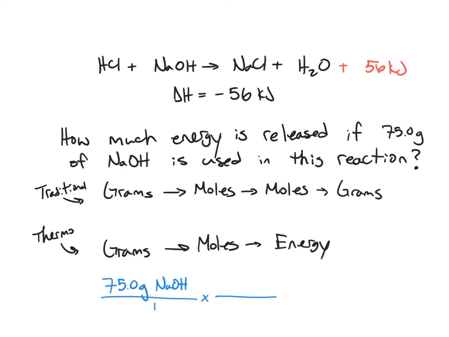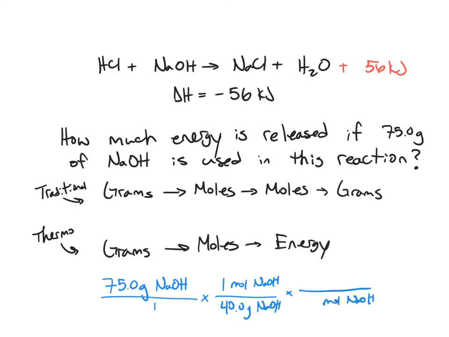So like traditional stoichiometry, you start with your known of 75.0 grams of NaOH, and you want to convert to moles. 1 mole of NaOH on top is equal to 40.0 grams of NaOH. I added this number up off the periodic table. It's Na plus O plus H. Now next I'm going to multiply by a ratio, and again I'm going to put my moles of known on the bottom. Moles of NaOH.